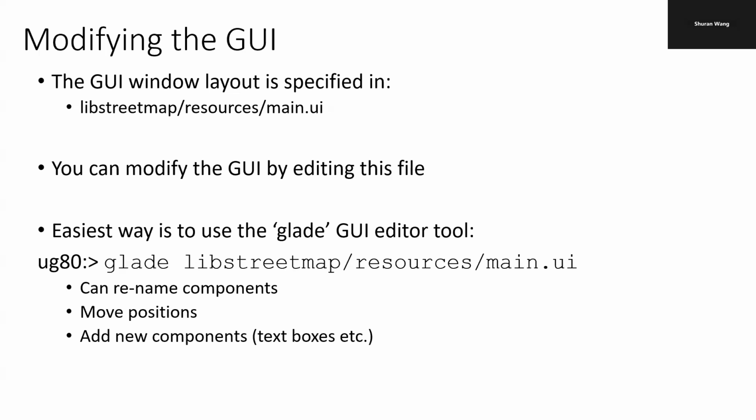So remember from the last tutorial, we were opening the main window from this file, libstreetmap resources main.ui. And in this tutorial, we are going to modify this file using Glade. If you open this file in Glade, it is a GUI editor tool that allows you to rename components, move positions, add new components like text boxes, like overlays, and useful stuff like that.